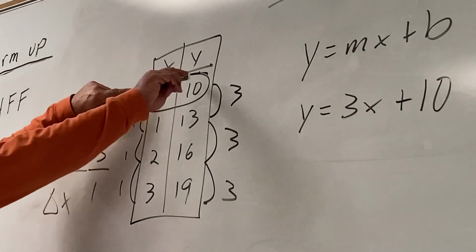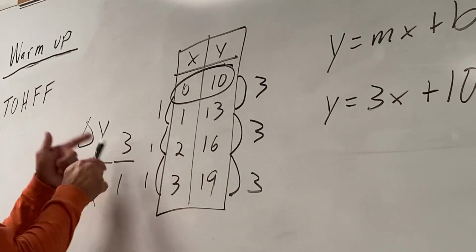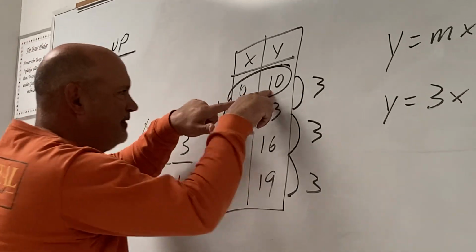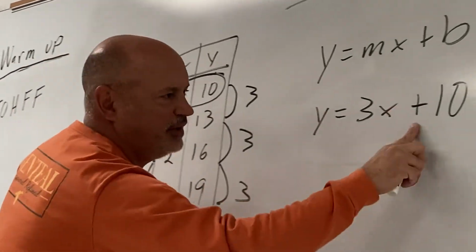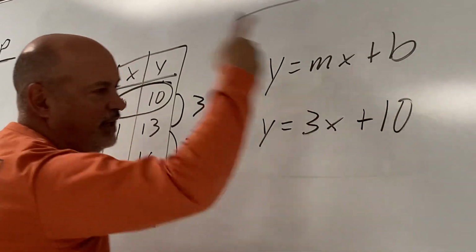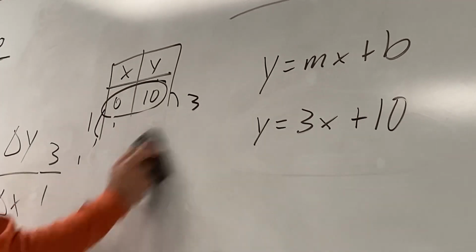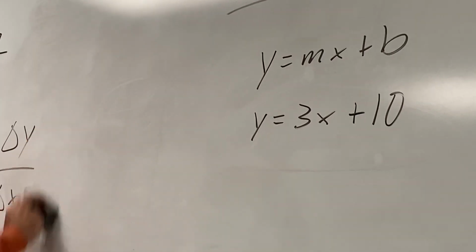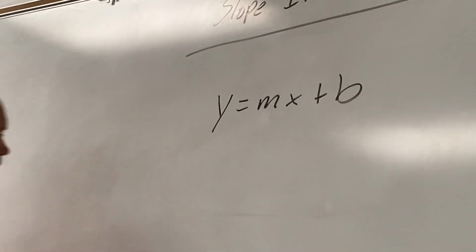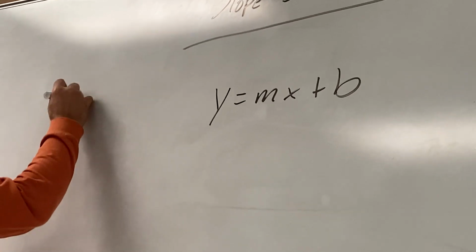Sweet. So the slope was easy. 3 over 1, 3 over 1. The y-intercept, they gave it to me at 0, 10. So I'm going to put a 10 right here. 3x plus 10 is the correct equation for this table. All right, let's do another one. We'll go ahead and answer Gabby's question.